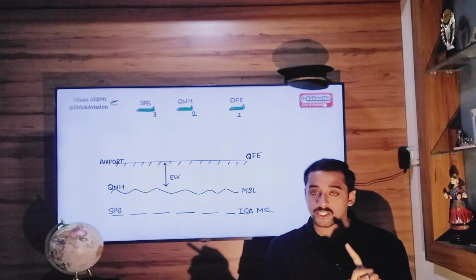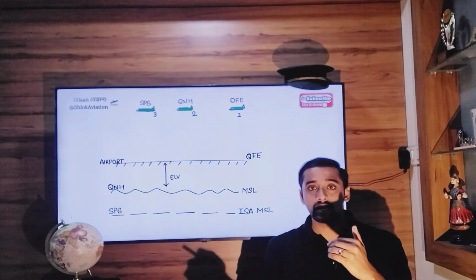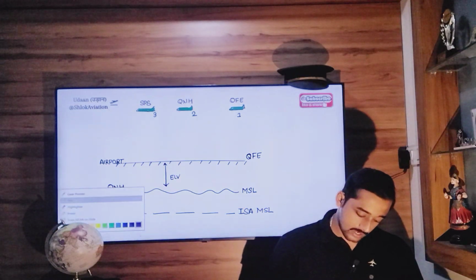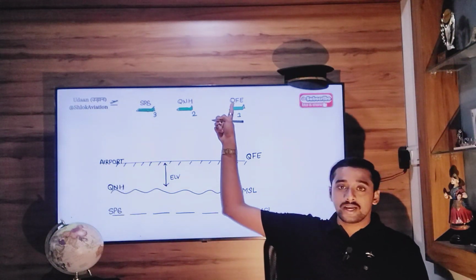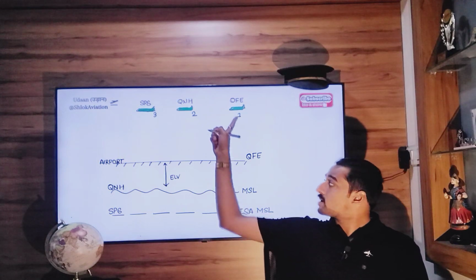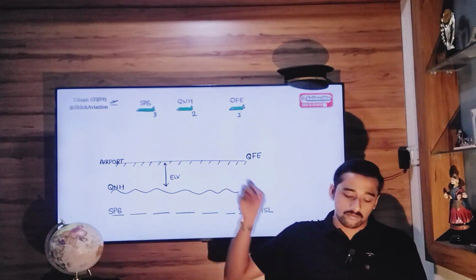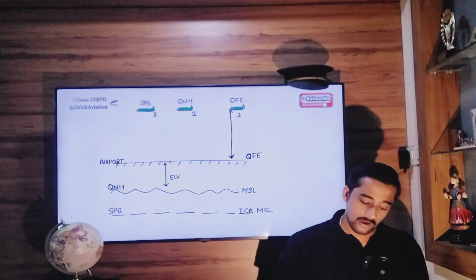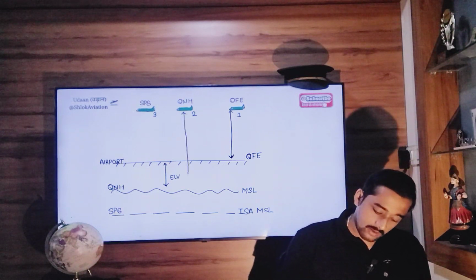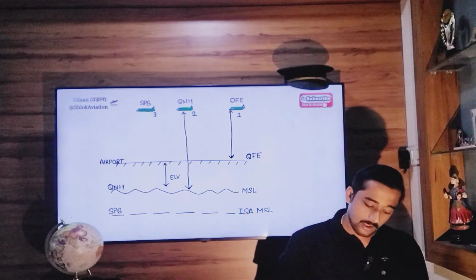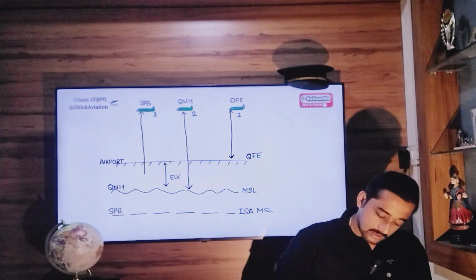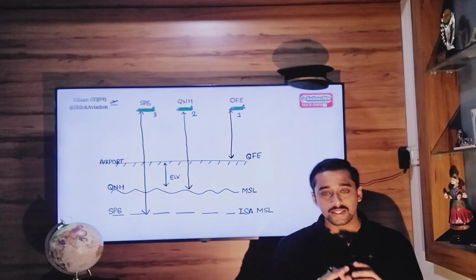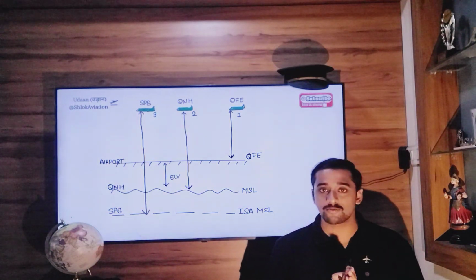Now, depending on the pressure setting you put, you will get your vertical distance measured from that particular datum. So, if you have QFE in your altimeter window, your vertical distance will be measured from QFE datum. If you have QNH, vertical distance will be measured from QNH datum. If you have standard pressure setting, vertical distance will be measured from standard pressure setting datum. So this is the fundamental concept of altimetry.